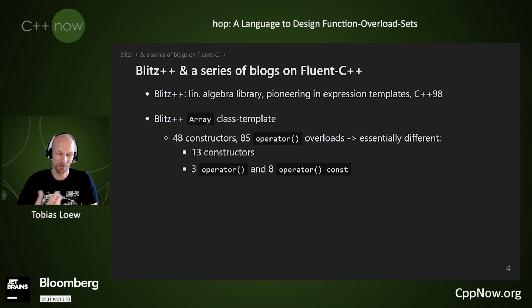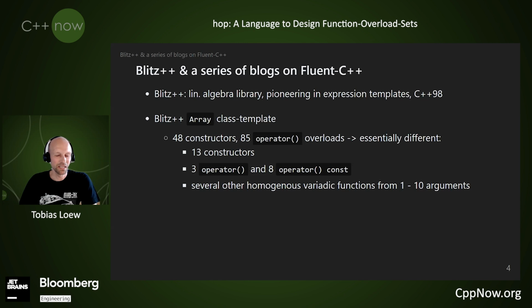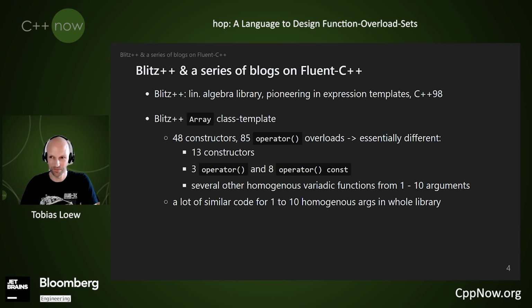And if we may get, in C++23, the opportunity to deduce this, then we could also merge these 3 non-const function call operators into the other 8. And furthermore, we have several homogeneous variadic functions repeating 1 to 10 arguments. And we have a lot of similar code in the whole library like that.